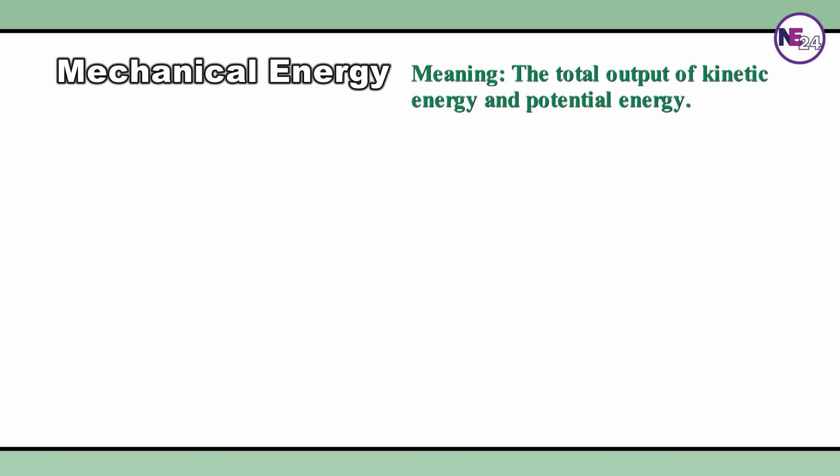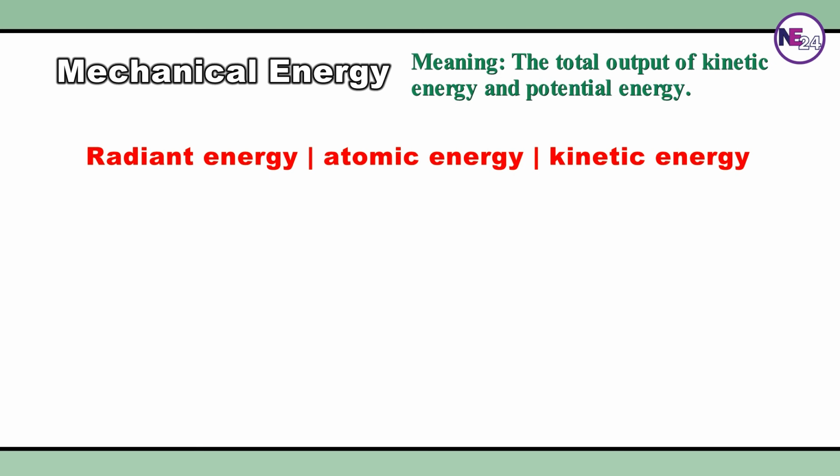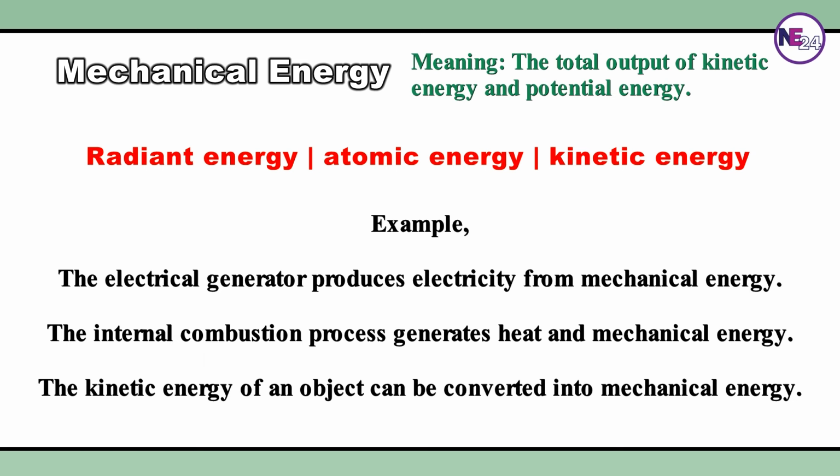Mechanical energy. The total output of kinetic energy and potential energy. Radiant energy. Atomic energy. Kinetic energy. The electrical generator produces electricity from mechanical energy. The internal combustion process generates heat and mechanical energy. The kinetic energy of an object can be converted into mechanical energy.